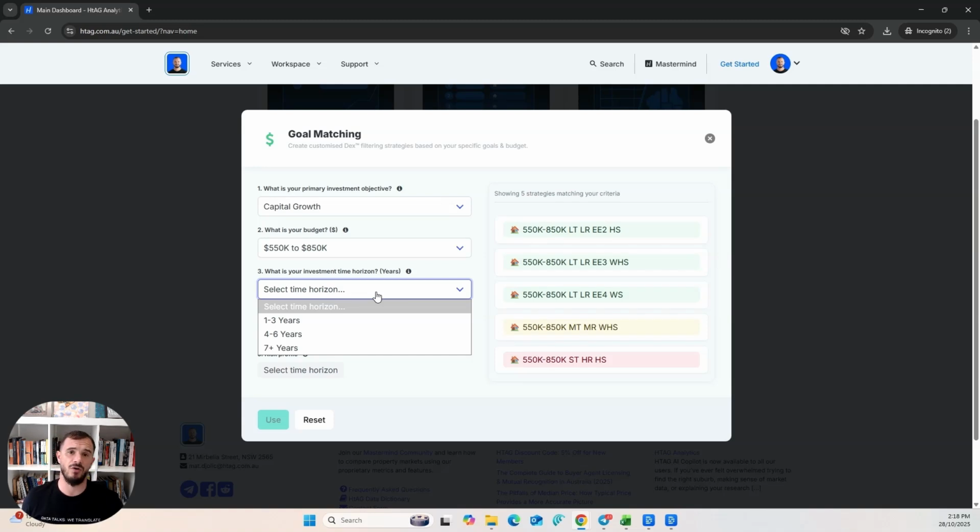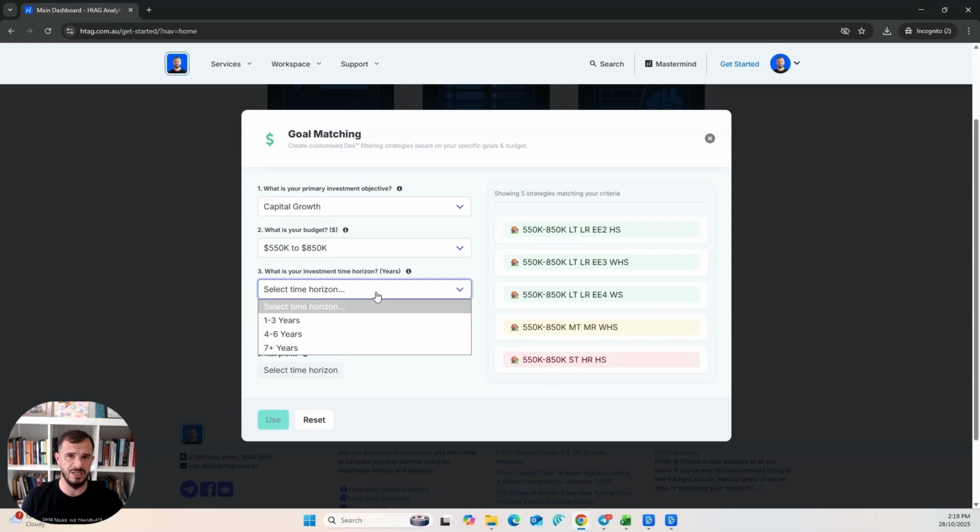For example, if you want to hold it midterm, you might want to hold the asset for 5 years, generate as much equity as you can, sell it, pay down your PPOR. If you want to hold it 7 years plus or long term, you want to be in a position where you can refinance that asset, leverage the growth and refinance that asset a couple of times, once or twice, to leverage into additional purchases.